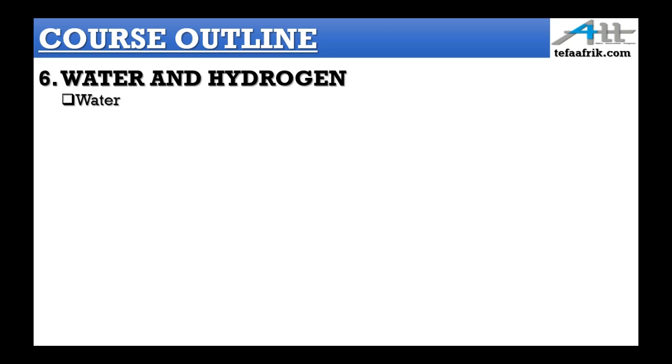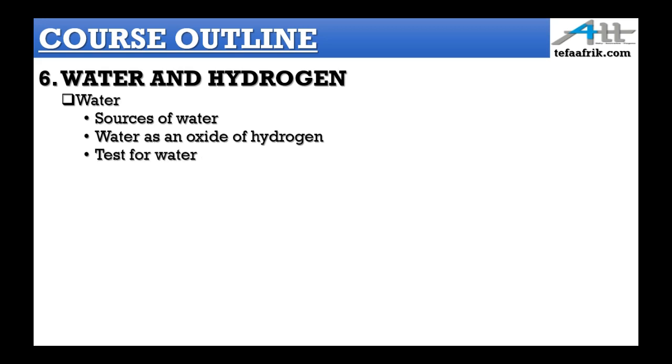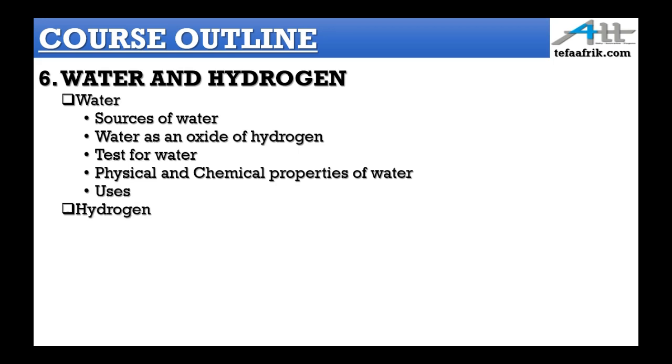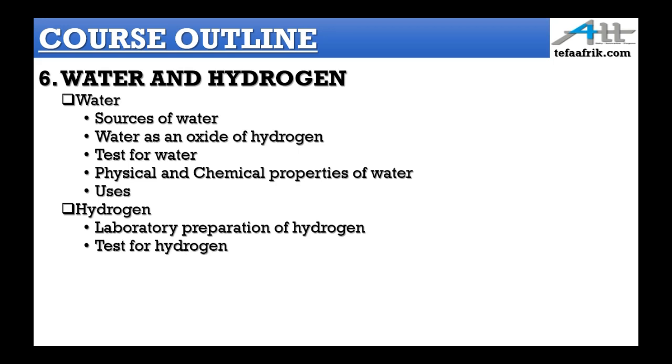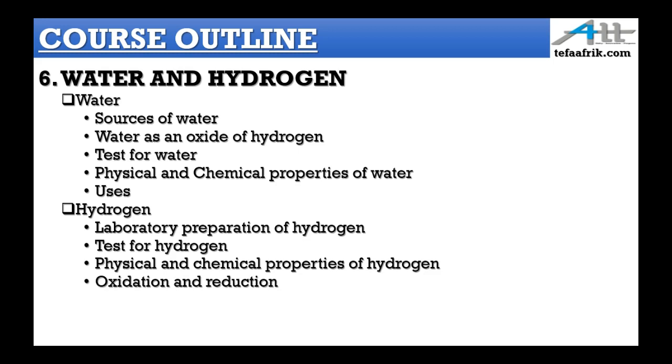Now to the sixth chapter, which is water and hydrogen. It's divided into two parts. First of all, looking at water. Under water we have the sources of water, water as an oxide of hydrogen, test for water, physical and chemical properties of water, and the uses of water. Then for hydrogen, look at the laboratory preparation of hydrogen, test for hydrogen, physical and chemical properties of hydrogen, oxidation and reduction, and finally the uses of hydrogen.